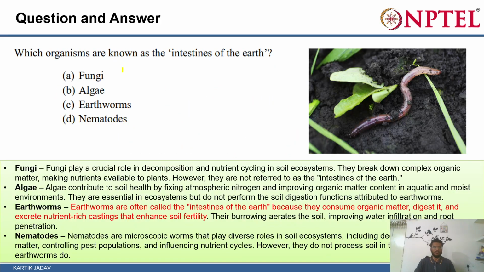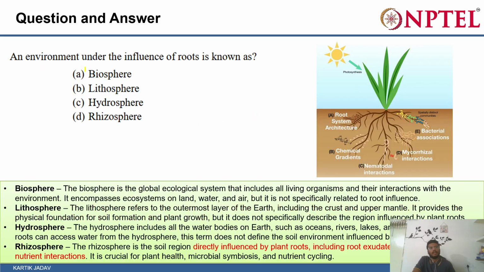Which organisms are known as the intestine of Earth? So we know that earthworm is known as the intestine of Earth. An environment under the influence of roots is known as, so the environment that is under the influence of the root, that is known as rhizosphere. We know that, right? So correct answer is option D.